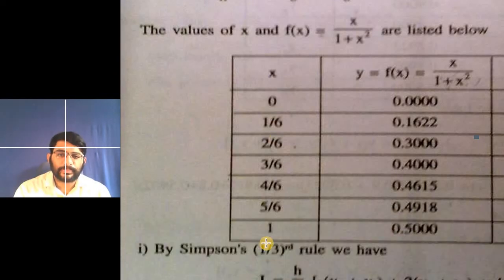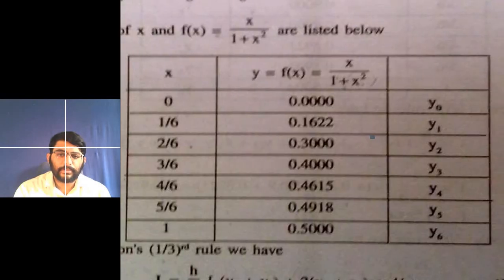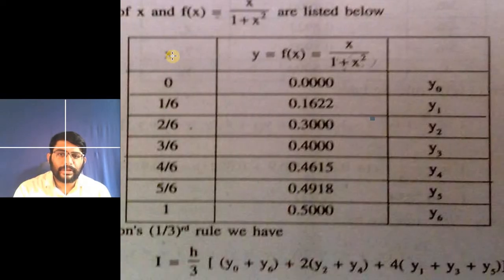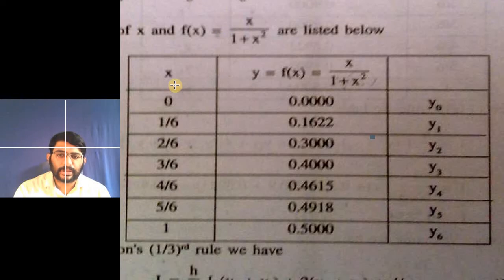Now the next step is, let us take the table. For the x value, we know the starting value is 0, the last value is 1, and the h value is 1 divided by 6. So 0 plus 1 by 6 gives 1 by 6, 1 by 6 plus 1 by 6 gives 2 by 6, then 3 by 6, 4 by 6, 5 by 6 and 1. So from 0 to 1 we get the values continuously. If you substitute these values in this equation, x divided by 1 plus x square, you are going to get the y value.